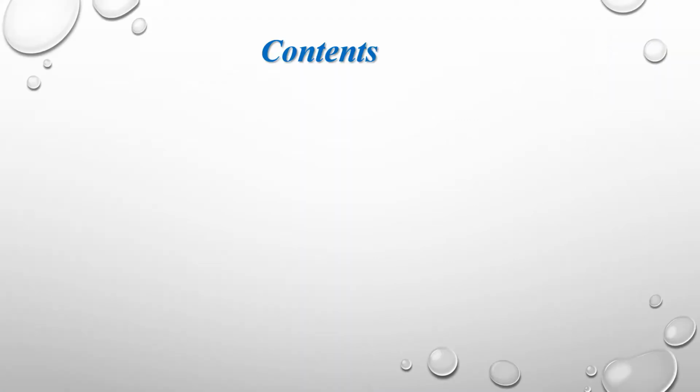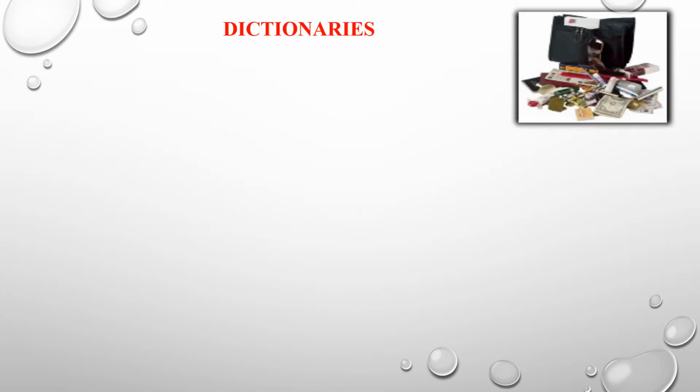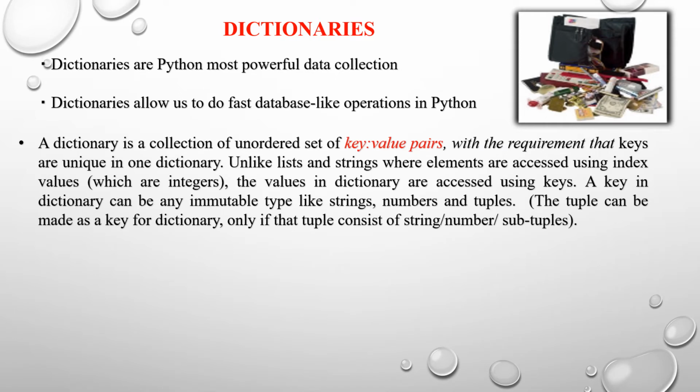In this video, we are going to discuss dictionaries, dictionary as a set of counters, and looping and dictionaries. Dictionaries are Python's most powerful data collections. Dictionaries allow us to do fast database-style lookups. A dictionary is a collection of an unordered set of key and value pairs, with the requirement that keys are unique in one dictionary. Unlike lists and strings, where elements are accessed using an index value which is an integer, the values in a dictionary are accessed using keys.